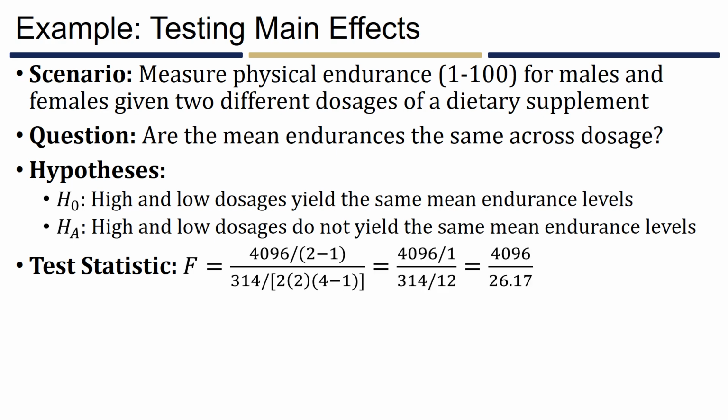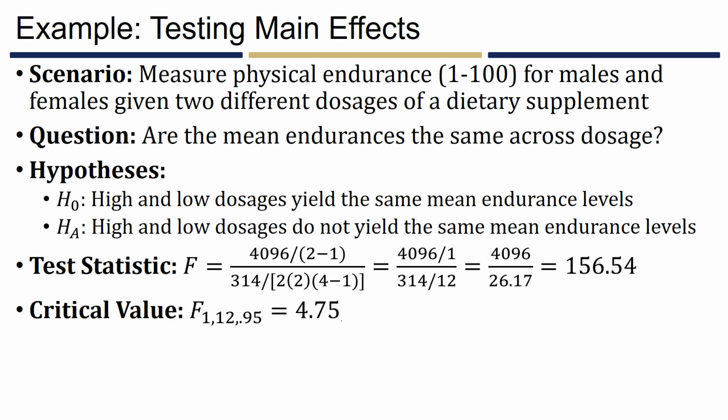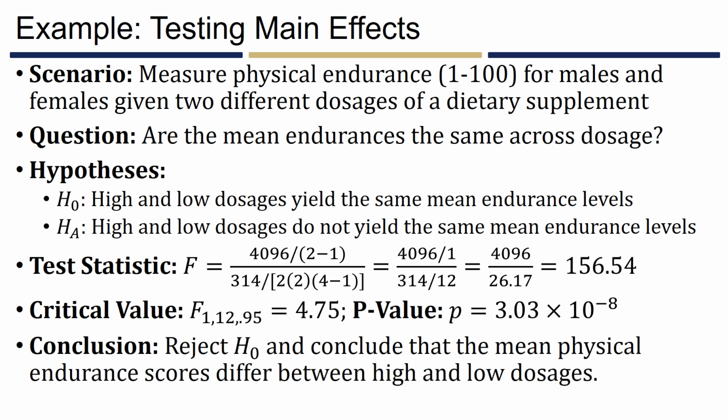Again, we'll have 1 and 12 degrees of freedom, working out the calculation of 4,096 divided by 26.17 is going to give us a test stat of 156.54. Again, because we have 1 and 12 degrees of freedom, the critical value is still going to be 4.75, and this test corresponds to a p-value of 3.03 times 10 to the negative 8. What this means is that we can reject the null and conclude that the mean physical endurance scores do differ between high and low dosages.